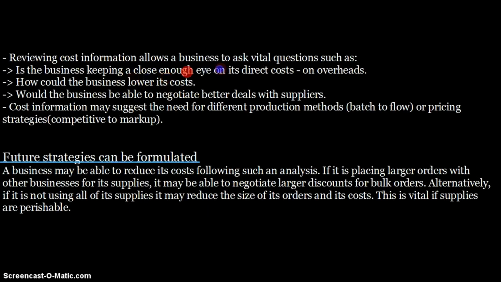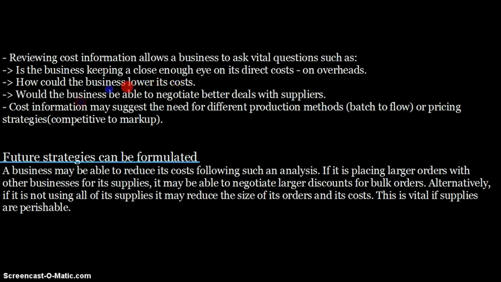Reviewing cost information allows a business to ask vital questions. If you have cost information, you can review it and ask yourself certain questions, the answers of which will help you make better decisions. Is the business keeping a close enough eye on its direct costs and overheads? We already know that overheads are your indirect costs. Are they increasing without the business noticing? How should they decrease the overheads?